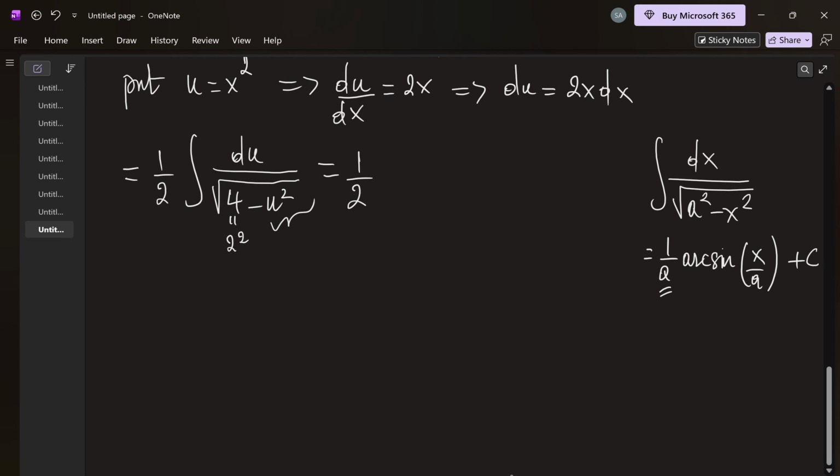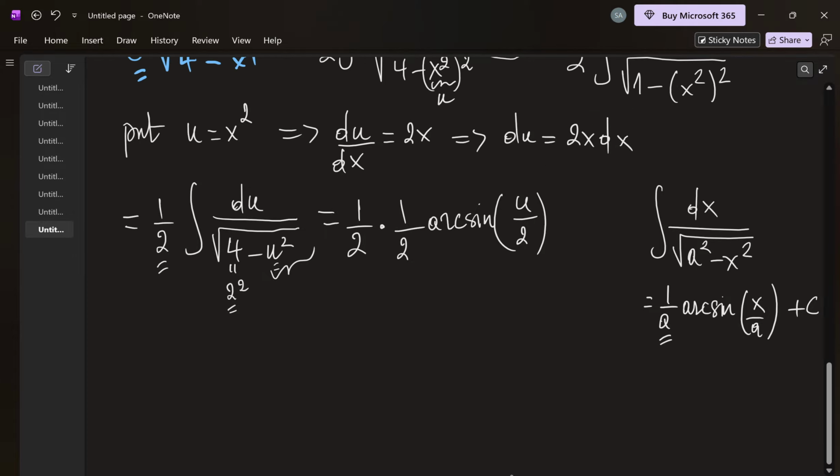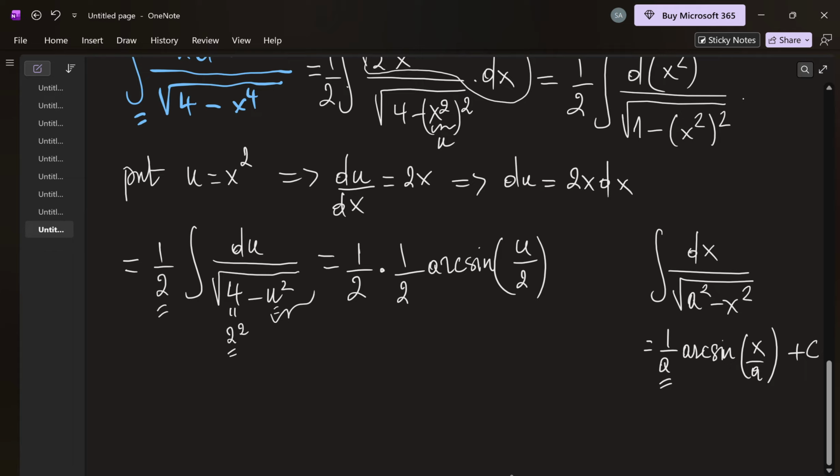So we continue. So here a is equal to 2, and here x is u, and we have 1 over 2, so this becomes 1 over 2 arc sine of u over a, which is here 2. Okay, so is this correct till now?